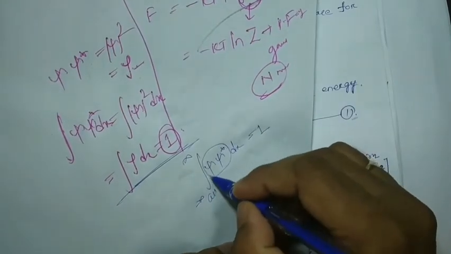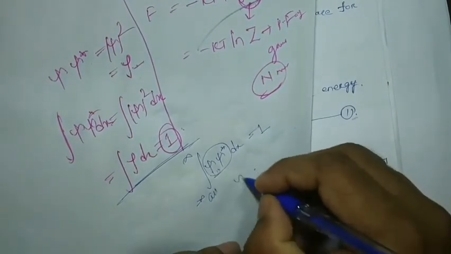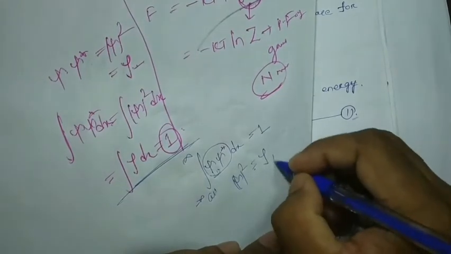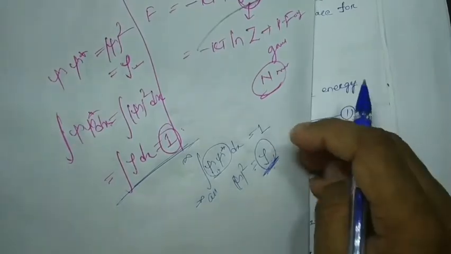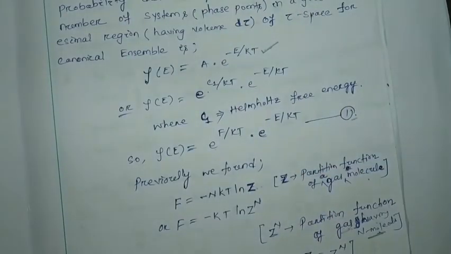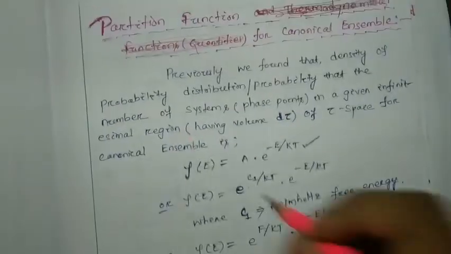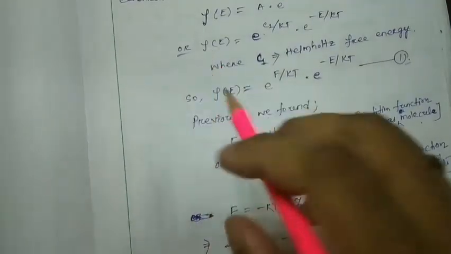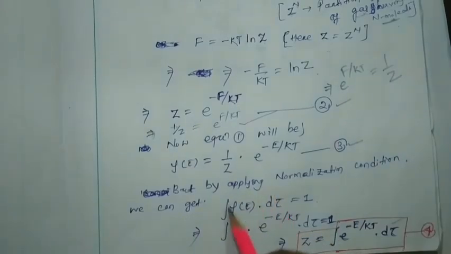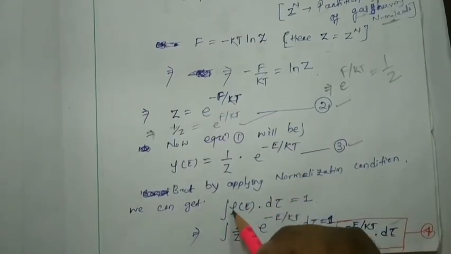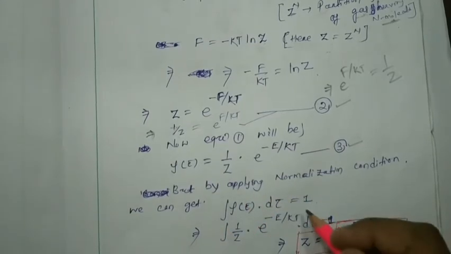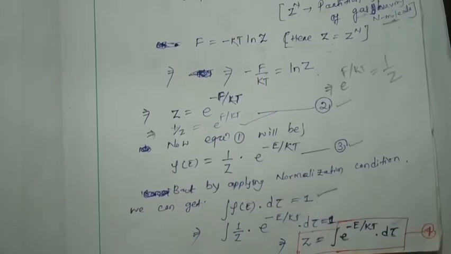What is the representation of this? This is nothing but your psi mod square or rho, that is your probability density, right? These things we have already studied in our quantum mechanics. So here this represents the probability density rho. So now, its normalization condition means entire volume. If you consider the entire volume, the integration of d tau, meaning the entire space or entire phase space, should be equal to 1. That is the condition, right?